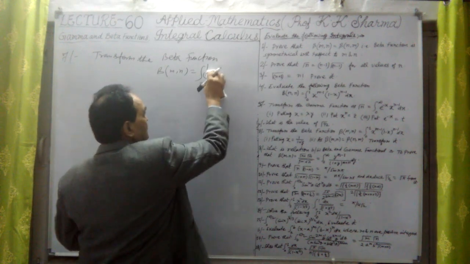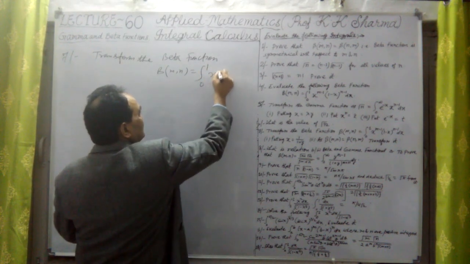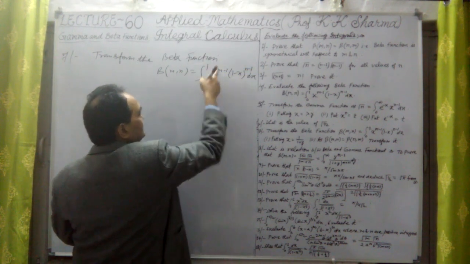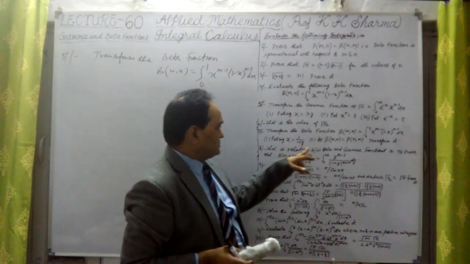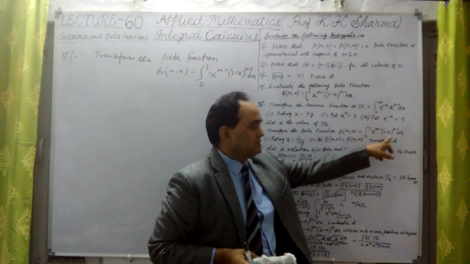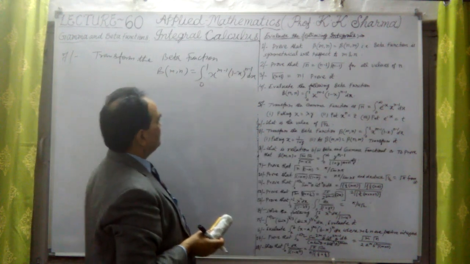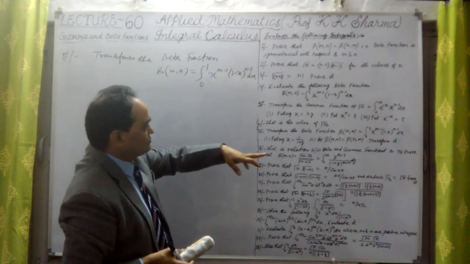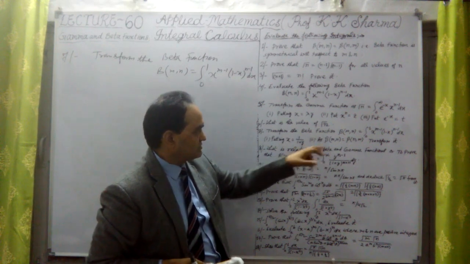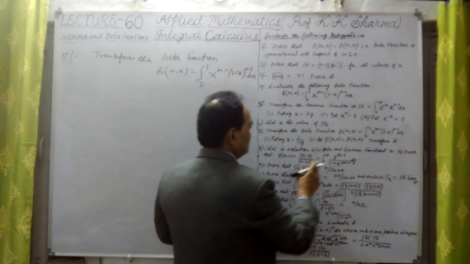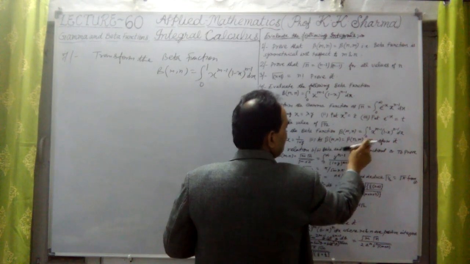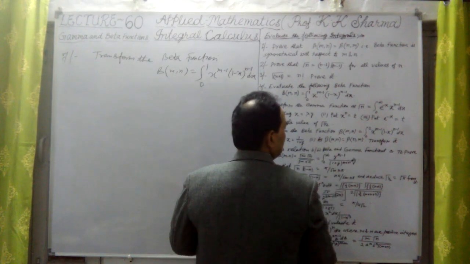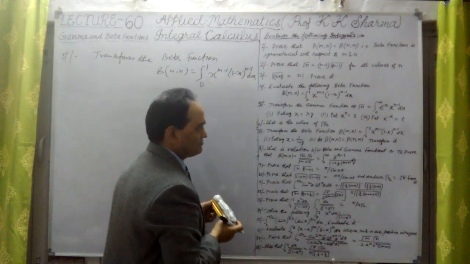First, write x to the power m minus 1 into 1 minus x to the power n minus 1, because m is coming first. This is beta m n, from 0 to 1. Okay, this is the beta function. This is to be transformed into different possibilities like this. So beta m n equals beta m n, we transform this. This we have already done, and beta m n transformed, that we can transform.